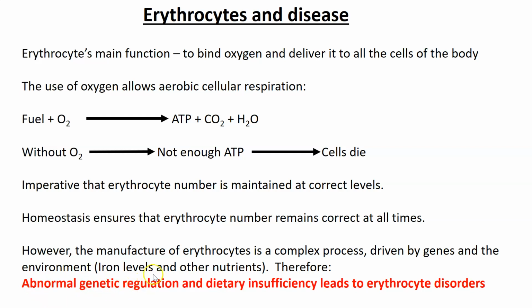Okay, so if there's a problem with your genes, okay, or if there's insufficiency in your diet, then that can lead to problems. Okay, red blood cell problems. Okay, the easiest thing to fix is usually the dietary. Not usually, it is the insufficiency of nutrients in your diet. You take those nutrients, and usually the problem is fixed. Okay, the bigger problem is when you have a problem with your genetic regulation of this process.